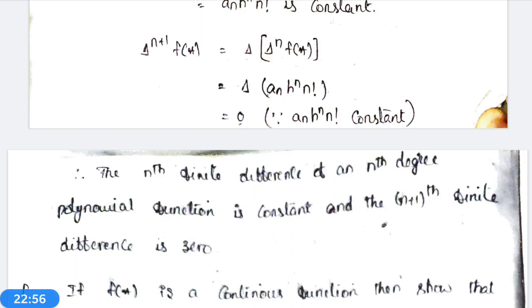f of x plus h is a0 plus a1 into x plus h plus a2 into x plus h whole square plus etc. an into x plus h whole power n. First finite difference operator of fx is delta fx. By definition, it is equal to f of x plus h minus fx.